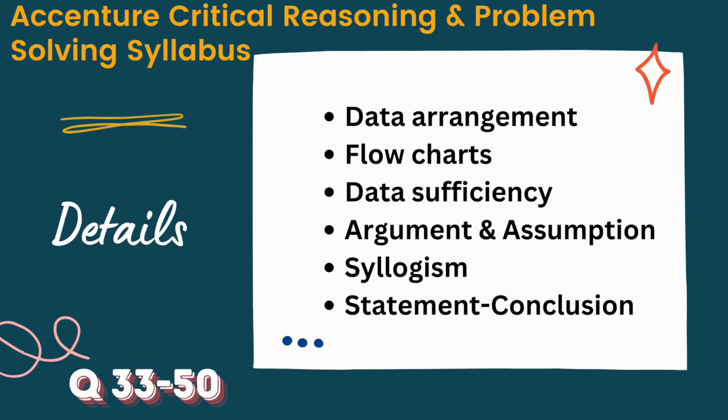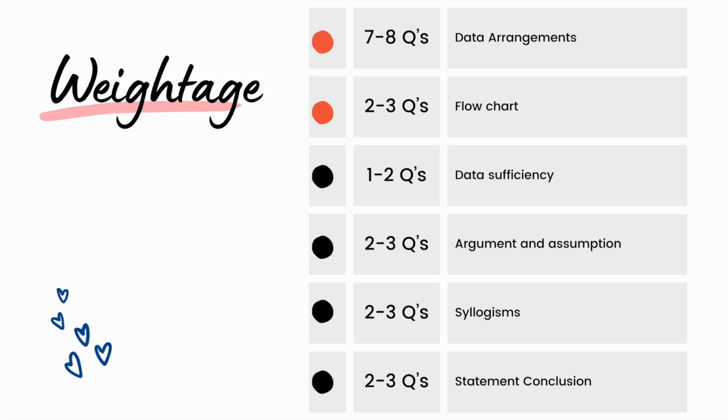In the critical reasoning syllabus, some questions are a little time consuming. While you are solving these, please manage the time parallelly. In critical reasoning, what is the topic which takes the major weightage? There are 7 to 8 questions from data arrangement. And flow chart, you will be getting 2 or 3 questions. Then data sufficiency and other critical reasoning types: arguments, assumptions, syllogisms, statement and conclusion.